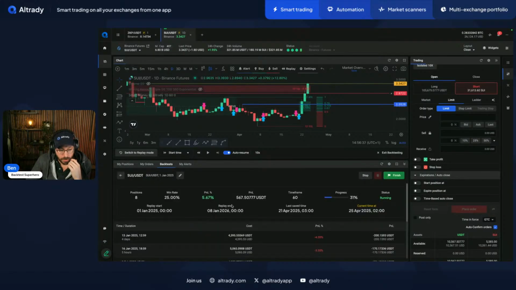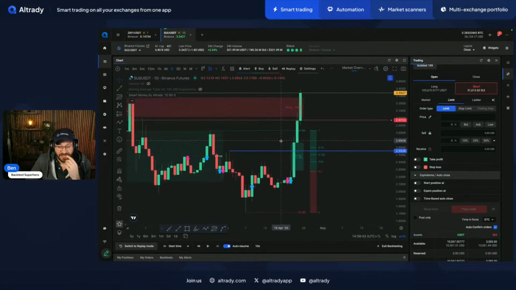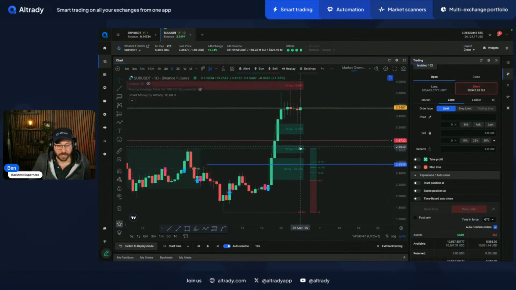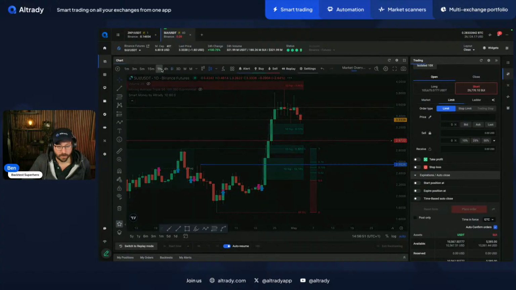On SUI, we're still 5% in the plus, even though we've messed up massively at the end. So maybe we can close on a nice long. I would like to see that if we can.